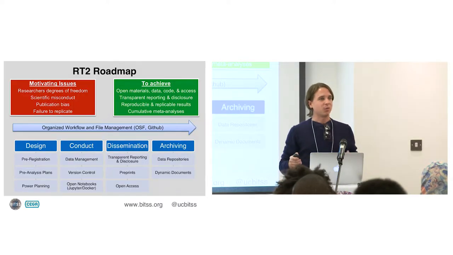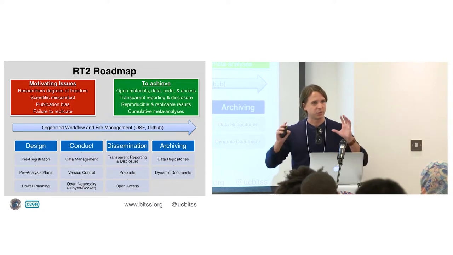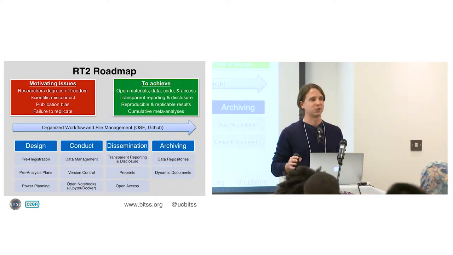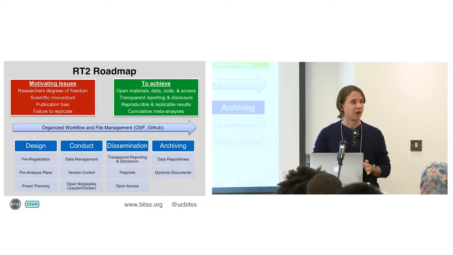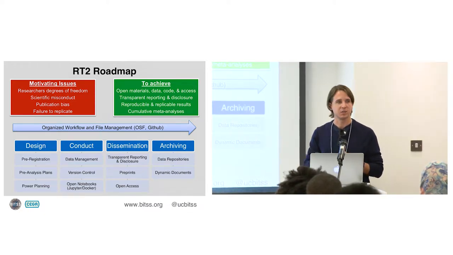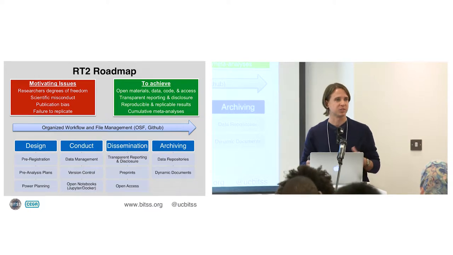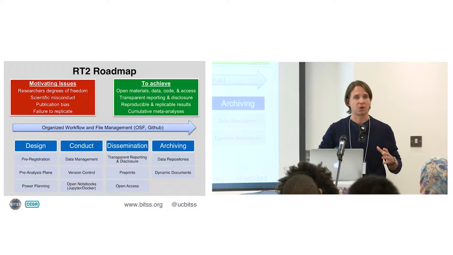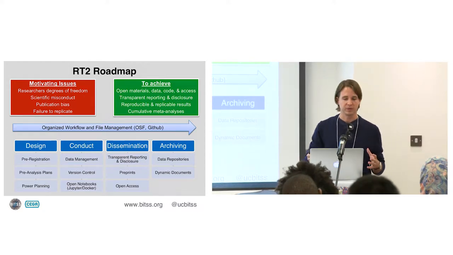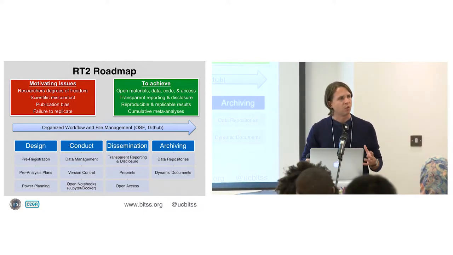So this is the roadmap. This is essentially how we've tried to put in one pretty picture, because everyone likes pretty pictures, what we're going to address over the next few days. And I'll take these bit by bit over the next 40 minutes or so. But we think of, at the beginning, the issues that are motivating this whole movement for open science. Then think about what are the outcomes we're trying to achieve with this training and with this movement overall.